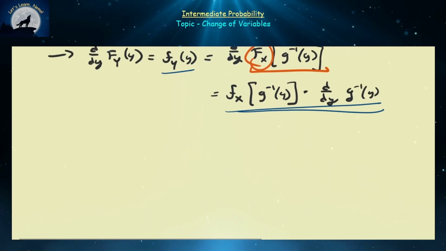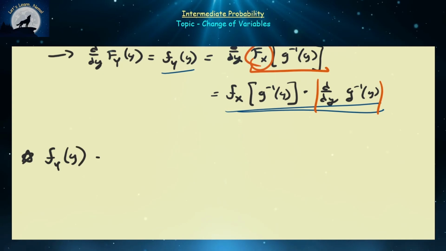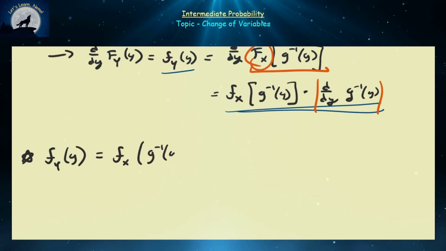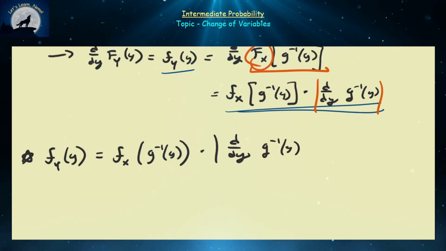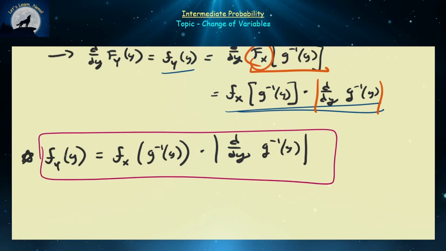Now, if g is monotonically decreasing, then an absolute value needs to be placed around its derivative. So therefore, we have this very, very important relation. f_Y(y) will be equal to f_X evaluated at g inverse of y times the absolute value of the derivative with respect to y of g inverse of y. And that's what we refer to as the change of variable theorem for one variable transformations.